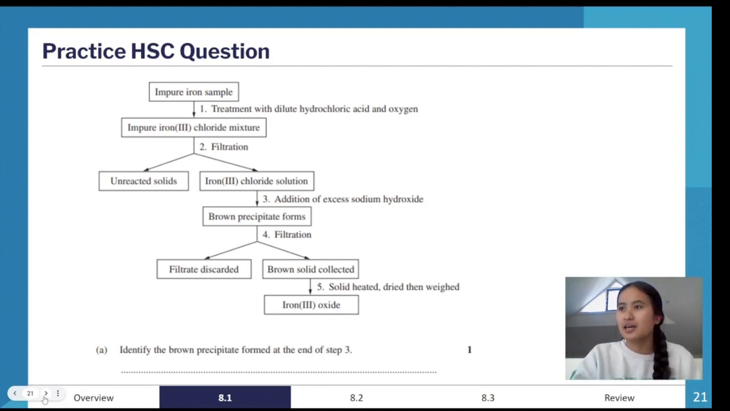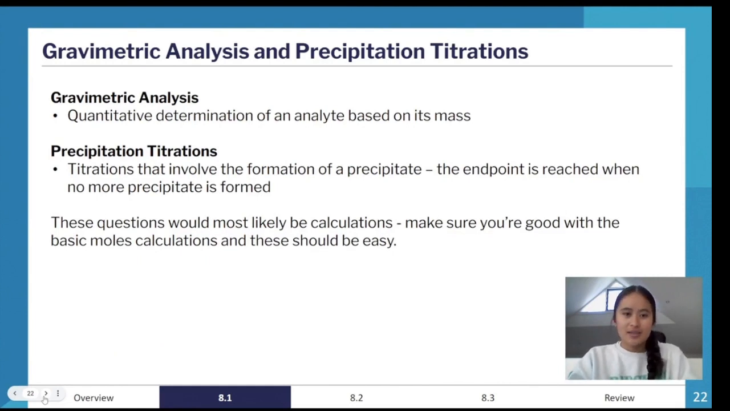But yeah, so that's that. So that finishes up the qualitative investigations, and now we're on to the quantitative investigations. So this is not just identifying, but being able to measure.